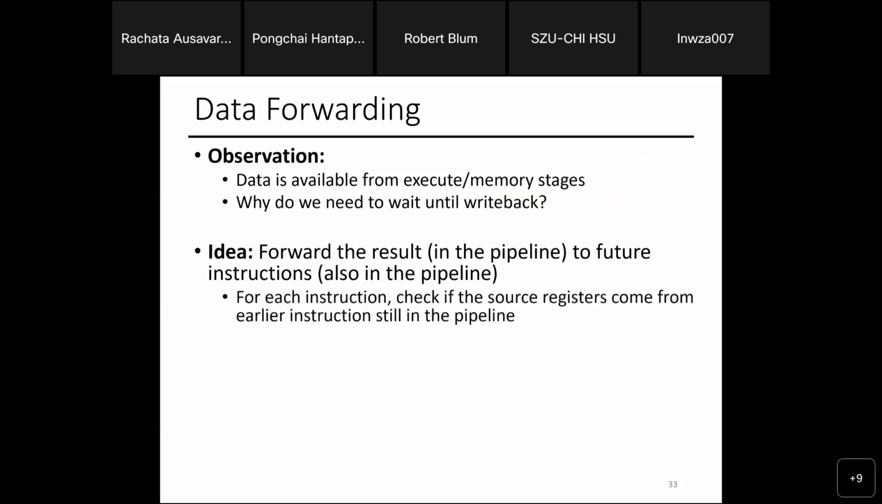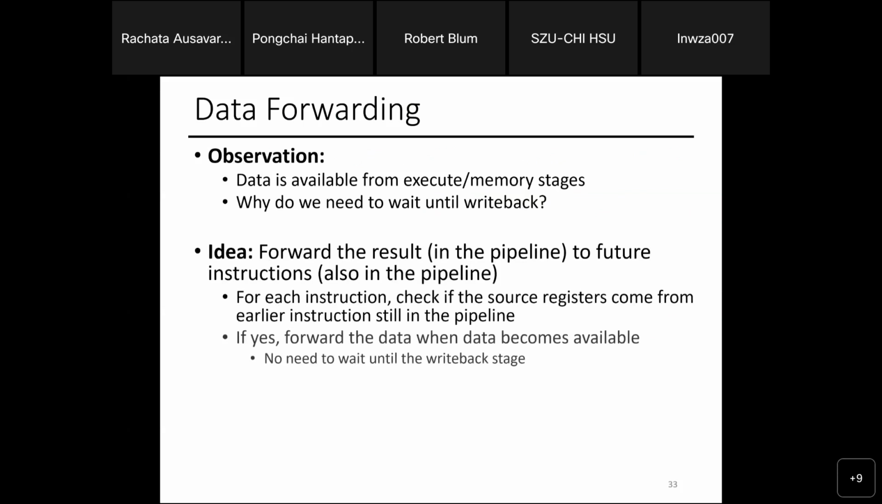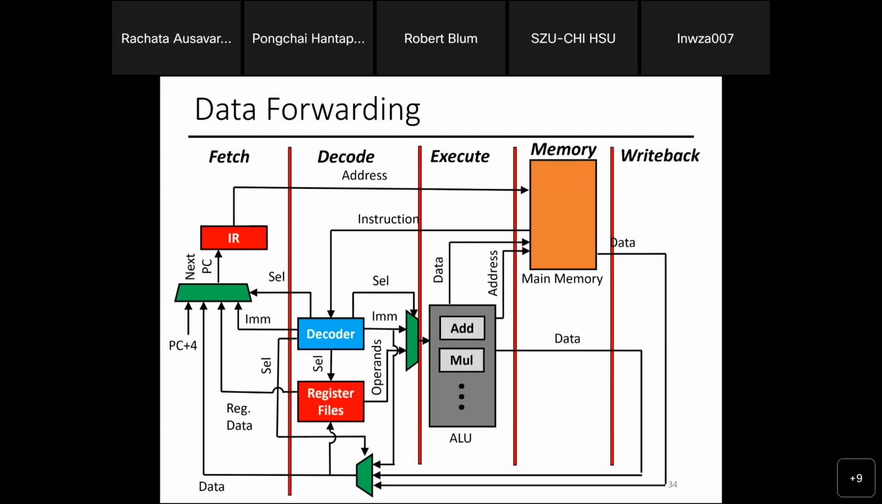So the idea is, for each instruction, check if I can forward the data in the future into my input. This would solve read after write dependency. We'll go over how we can do this in the next lecture.